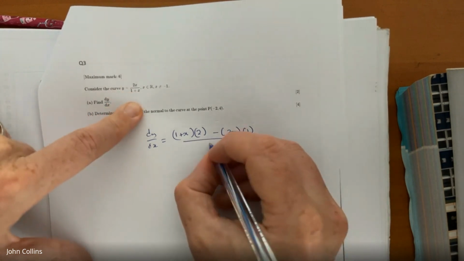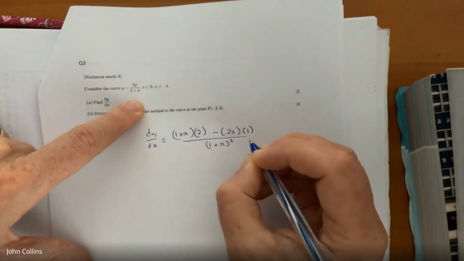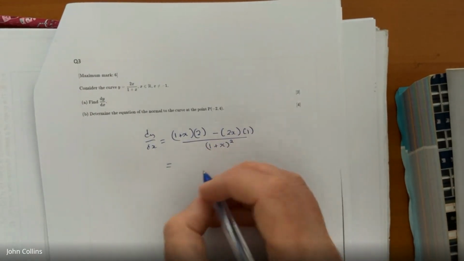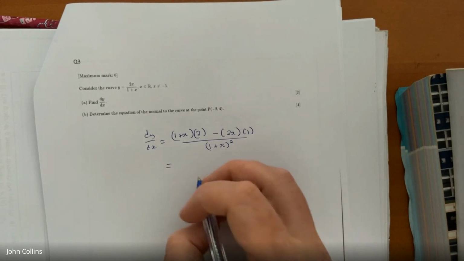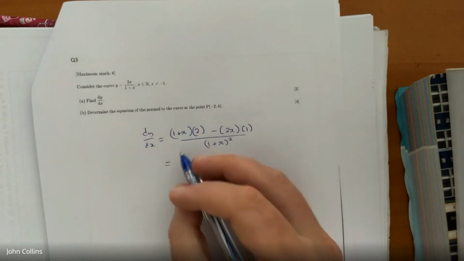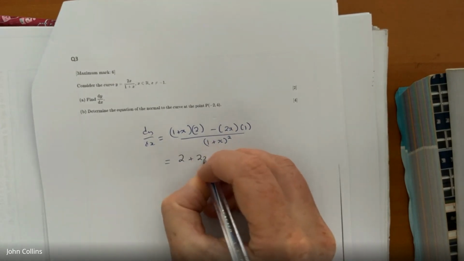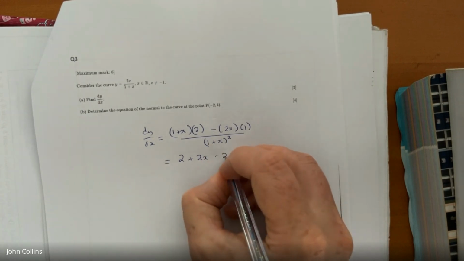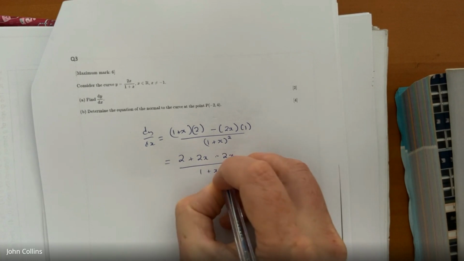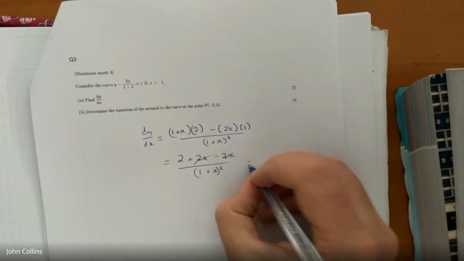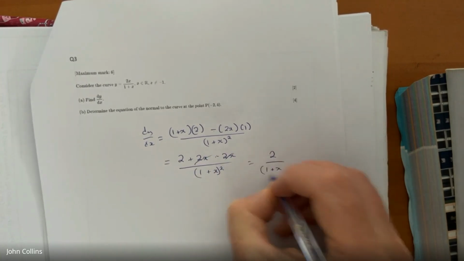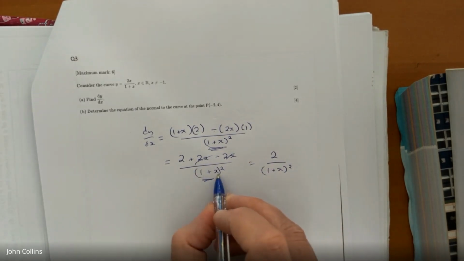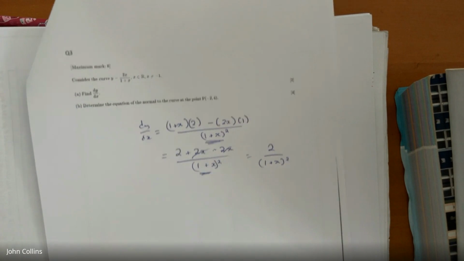All divided by 1 plus x to the squared, the denominator squared. Multiply this out to simplify it. I would probably give you full marks for this, but you should simplify it because we're going to need to use it in the next part. 2 plus 2x, and I think this gives minus 2x, all over 1 plus x squared. This cancels with this, and therefore 2 over 1 plus x squared. Remember, the entire denominator is squared, not just the x. The 1 plus x has to be squared.